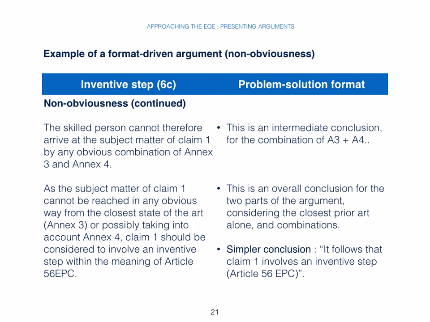The jumbo conclusion would be: as the subject matter of Claim 1 cannot be reached in any obvious way from the closest state of the art, Annex 3, possibly taking into account Annex 4 or other annexes, Claim 1 should be considered to involve an inventive step within the meaning of Article 56 EPC. As I said, this is an overall conclusion for the two parts of the argument, considering the closest prior art and its combinations. A simpler conclusion that you would probably want to use in the EQE would just be to say: it follows that Claim 1 involves an inventive step, Article 56 EPC.